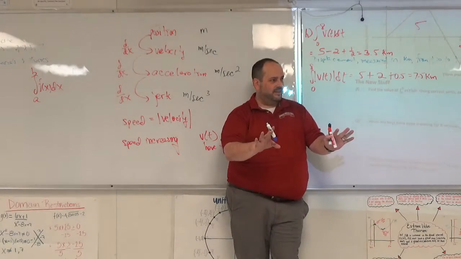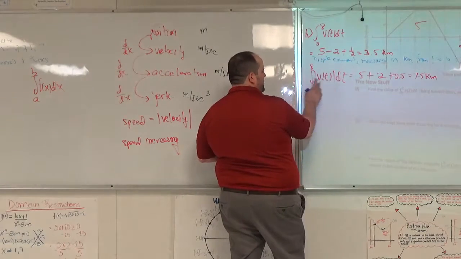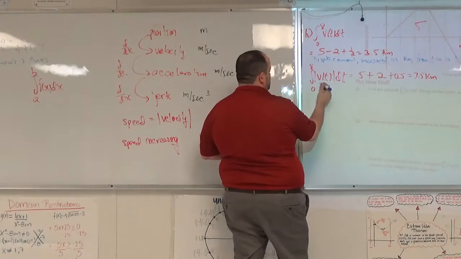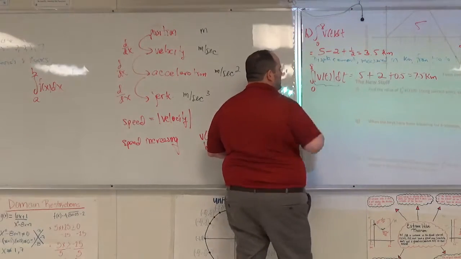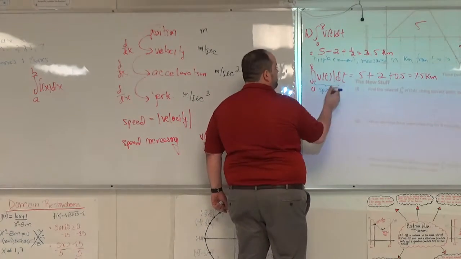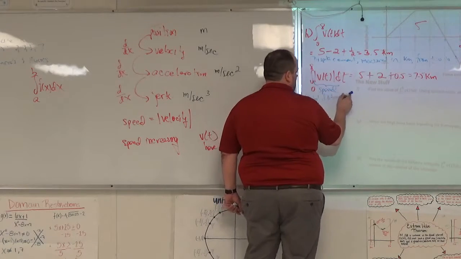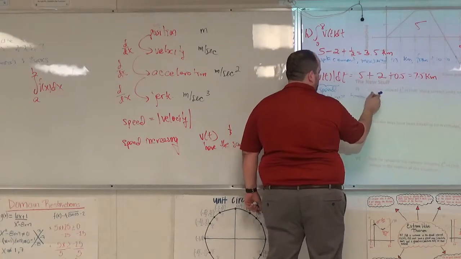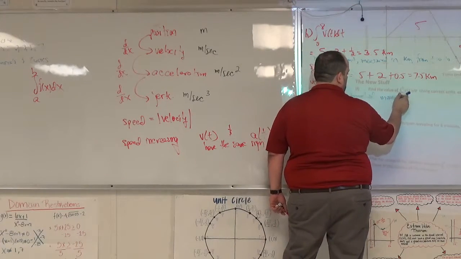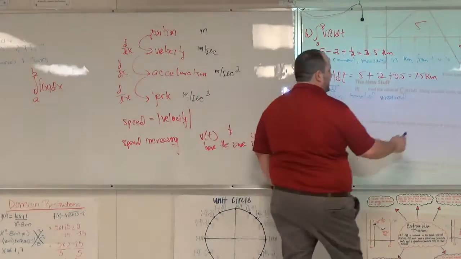All right, and then this last one, if I take the integral of the absolute value of velocity, do you guys have a better word for absolute value of velocity? Speed. So the integral of the speed function is going to give you total distance traveled. Total distance traveled, tell me what it's measured in. Total distance traveled is also measured in kilometers.